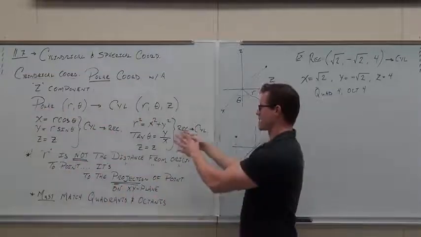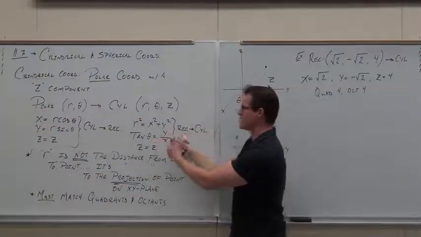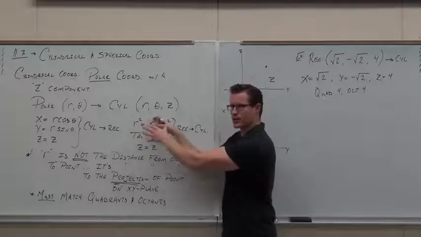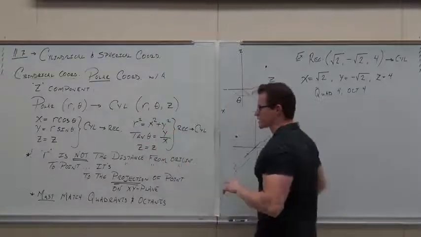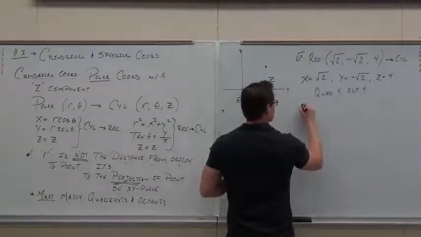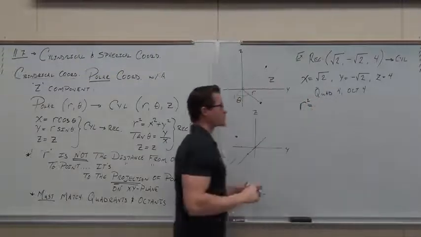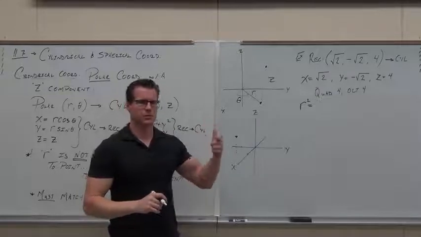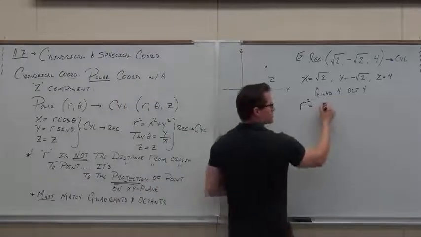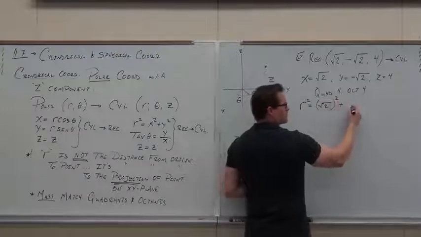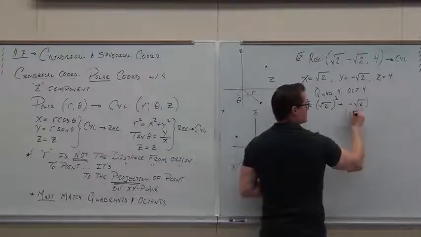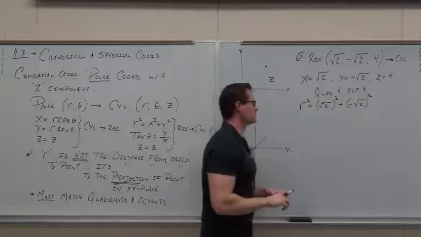If I want to go from rectangular to cylindrical, I'm going to have x, y, z's, and I want thetas and r's. So we're going to have to use this stuff. Let's plug it in. The first thing I notice is that r squared equals x squared plus y squared. So r squared equals square root of 2 squared plus negative square root of 2 squared.